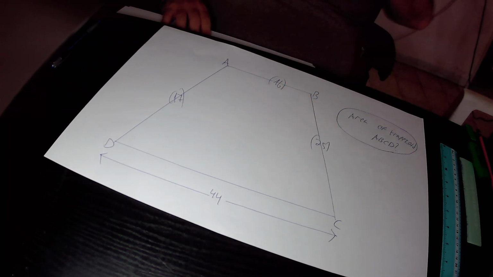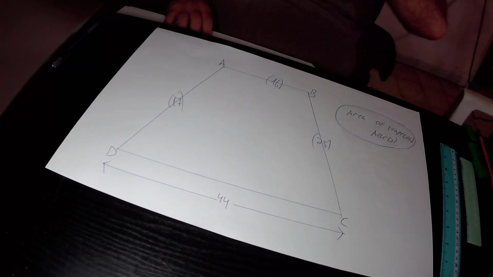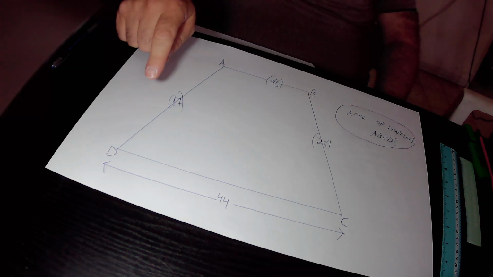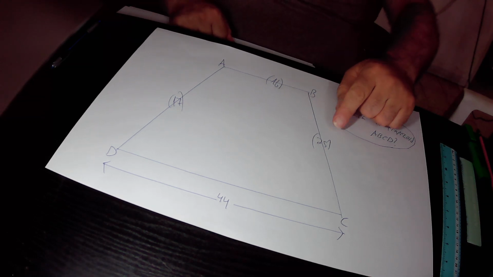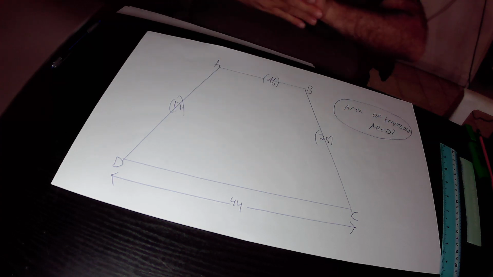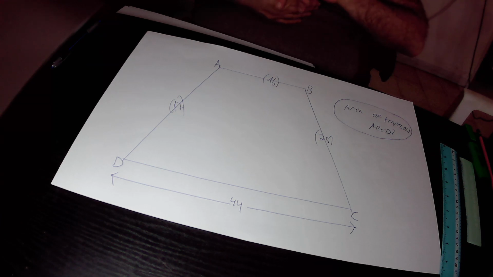Our mission in this second question is to find out the area of this trapezoid ABCD. It is given in the question that AB equals 16, AD equals 17, BC equals 25, and DC equals 44 units in length. Again, our mission is to find out the area of this trapezoid ABCD.